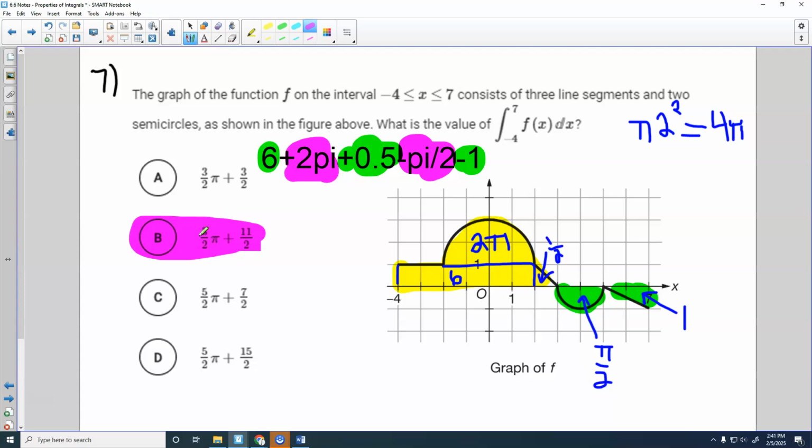Yes. Is the area of a unit circle pi? Yes. Yes.